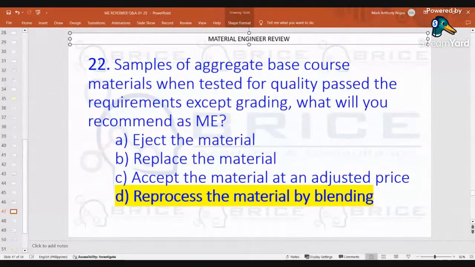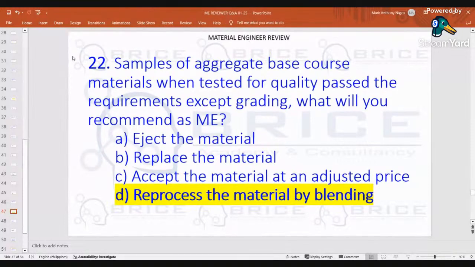Sample of aggregate base course materials when tested for quality passed the requirements except grading. What will you recommend as ME? A. Reject the material. B. Replace the material. C. Accept the material at an adjusted price. And D. Reprocess the material by blending. Pat inulit ko. Yan po ang sagot. D. Reprocess the material by blending.